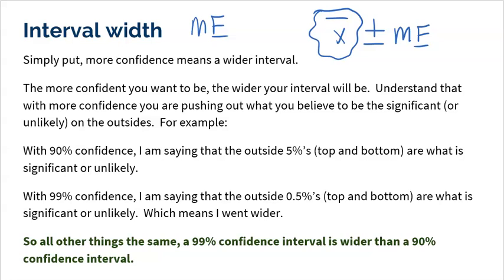And then again, if I switch to a 99% confidence interval, now I'm pushing further out. Now that outside 1% significant is split up 0.5% at the top, 0.5% at the bottom. So I had to go wider. So all other things the same, a 99% confidence interval is wider than a 90% confidence interval.